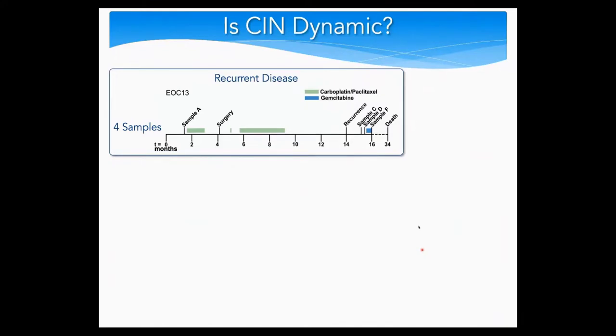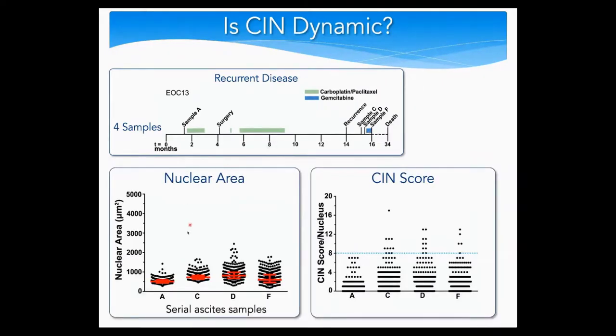Okay, so the next question is whether or not CIN is dynamic in these particular patients. Here's a different patient, EOC13, who has recurrent disease. We were able to isolate 4 samples, 1 immediately prior to any treatment or surgery, and then 3 in rapid succession after the disease recurred, including sample F, which corresponds to second-line treatment with gemcitabine.